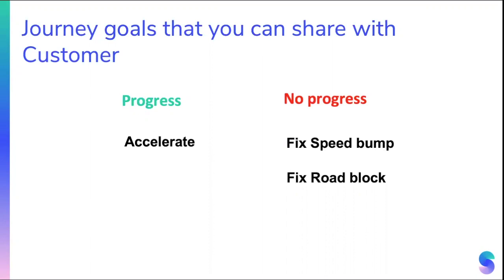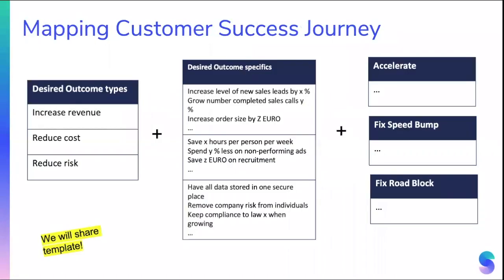A speed bump is, of course, a smaller issue. A roadblock is perhaps a showstopper for this customer. So it's just a different level of goal you have to achieve in order to get progress again. And when we add these together, we have the high level, we have the more specific, and then we have the stepping stones, the real tangible, actionable goals that we want to do.